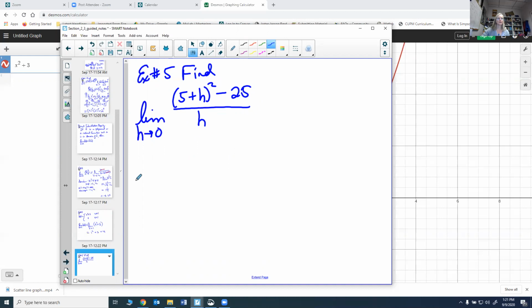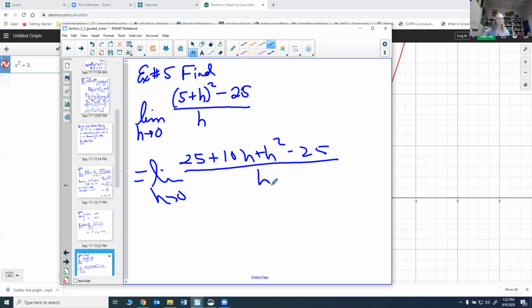So again, let's see if we can do some algebra here. This would be the limit as h goes to 0. Let's multiply this whole thing out. (5 plus h), when you FOIL it out, would be 25 plus 10h plus h squared, minus 25, all over h.